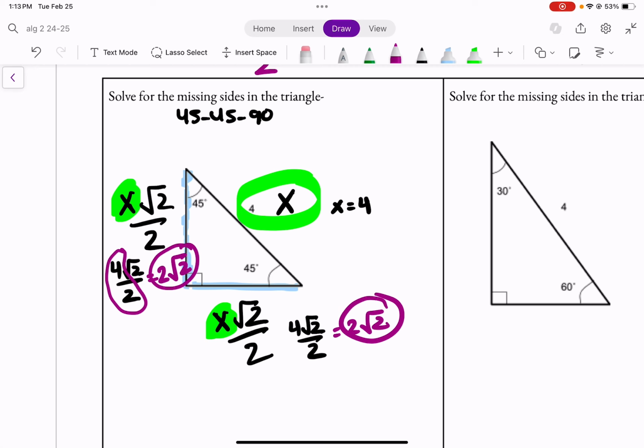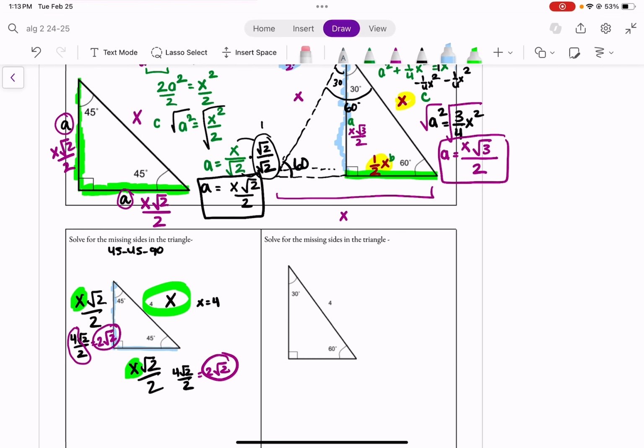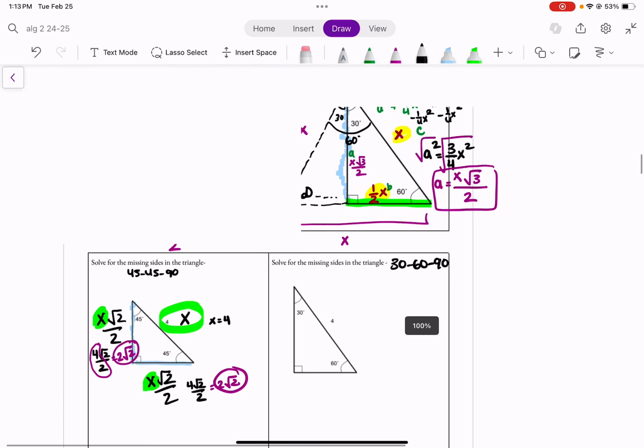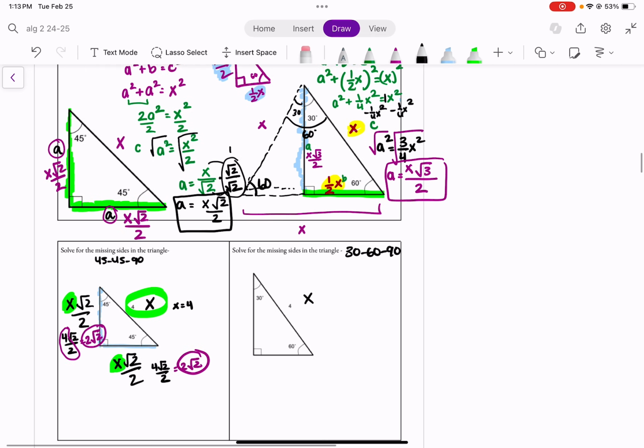So that's just how you use the shortcut, right? We know the shortcuts, we proved the shortcuts before, and we're using the shortcuts to help us solve for missing sides. Okay, this second one, this is a 30, 60, 90 triangle, right? So I know I'm using the second triangle, and I'm going to write my little shortcuts. So I know this is x. Next to the 30 degrees is x square root of 3 over 2, and here I have 1/2 x.